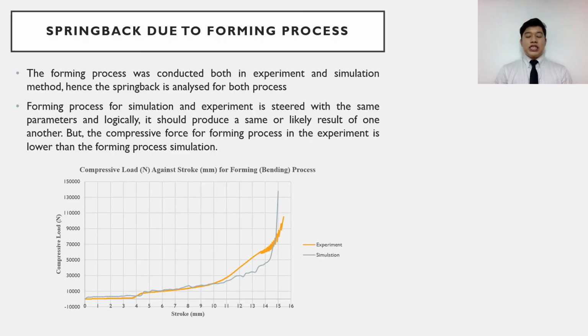The result and discussion is divided into two sections, which are the springback due to the forming process and the distortion due to the welding process. For the first section, the springback, the forming process was conducted in both experiment and simulation. The forming process simulation and experiment are set with the same parameters, and logically they should produce the same or similar results, but the compressive force produced for the forming process in the experiment and simulation is quite different. For the experiment, the compressive force at 15 mm stroke is 105 kN, while the simulation is 140 kN.